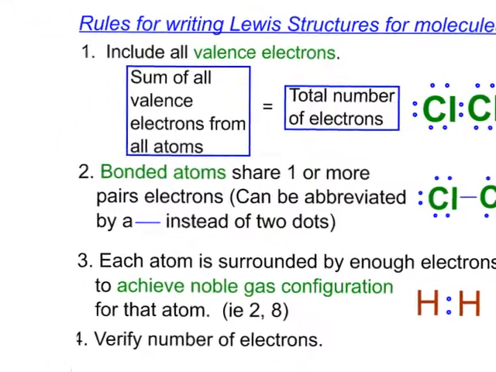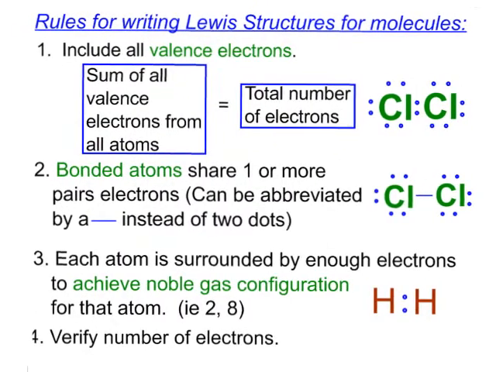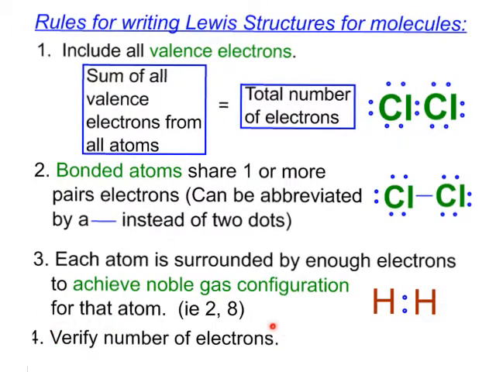Now I included a step number 4 here, simply because it's important to go back and verify the number of electrons. We see here that if we add the electrons up, we have 14, and indeed, that's equal to the total number of valence electrons that we counted in our first step. I just included that to make sure that you go back and double check and make sure everything's working out right.